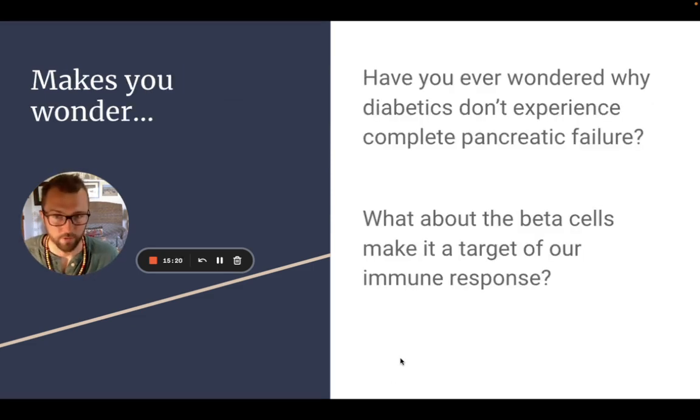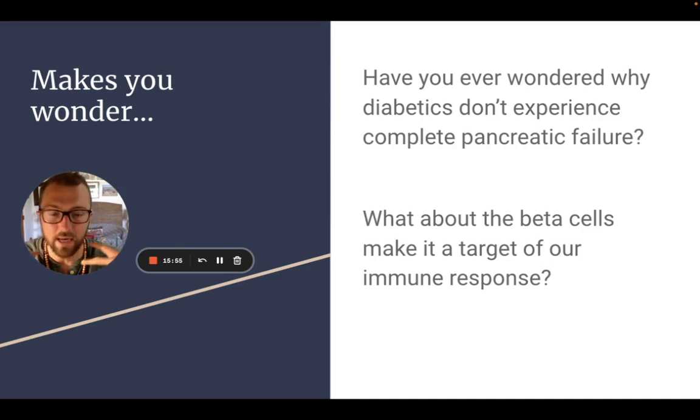So this makes you wonder. Made me wonder. That's why I'm making this video. Have you ever wondered why diabetics don't experience complete pancreatic failure? Why was it just the beta cells that were targeted? Diabetics have functioning alpha cells. We have functioning gamma cells. We have functioning delta cells. The beta cells were the only ones that were targeted and destroyed by the immune system.